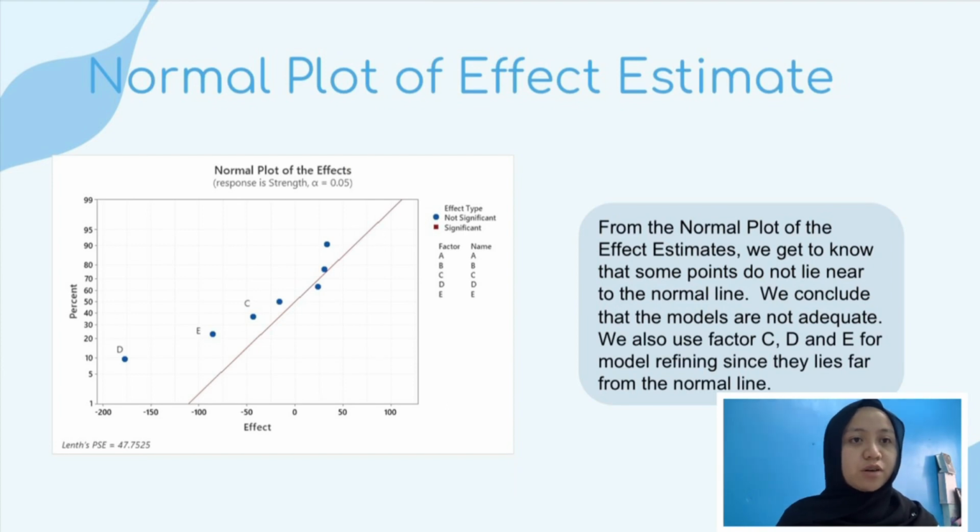Next, we proceed with the normal plot of the effect estimates. From Minitab, we can also generate the normal plot of effect estimates of each experiment. For this experiment, we can see that a few points are lying far from the normal line, which makes it not adequate. So we can choose factors C, D, and E for model refining, since they lie far from the normal line. And we will do the model refining for these factors.